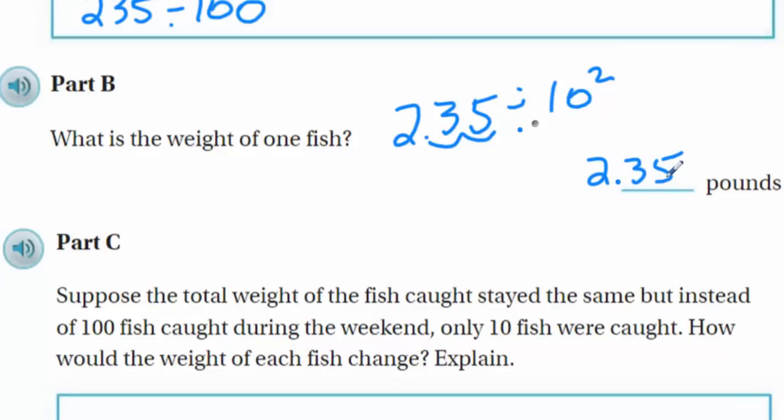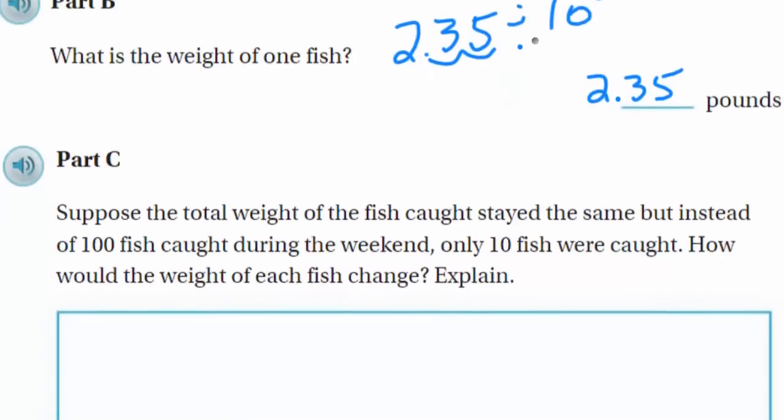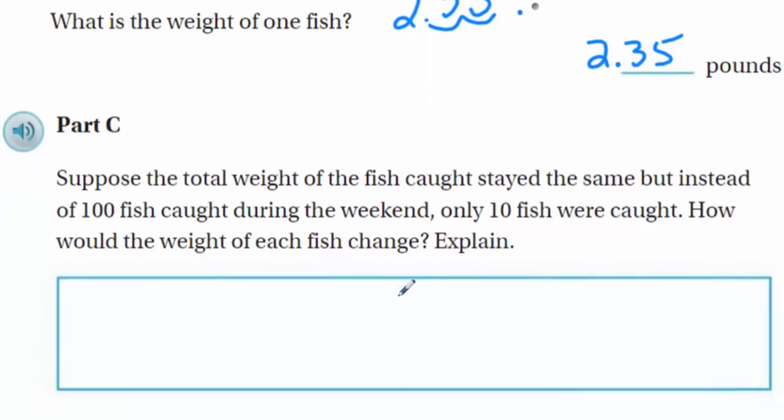We have to ask ourselves, is that reasonable? Yeah, I mean, based on the fact that you have 100 fish, you have 235 pounds, each one being about 2 pounds, that's reasonable. We really need to check for that reasonable answer. Okay, that meets one of our mathematical practices. Now suppose the total weight of the fish caught stayed the same, but instead of 100 fish caught during the weekend, only 10 fish were caught. How would the weight of each fish change? Wow, I must explain.